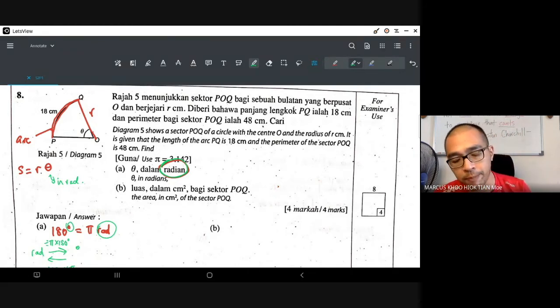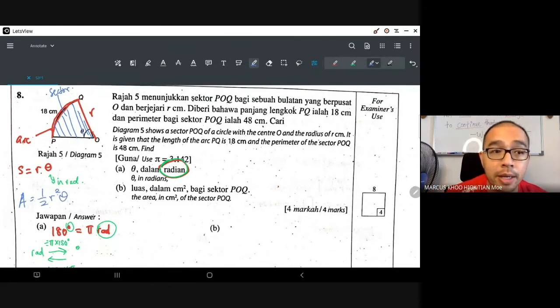Secondly, this whole chunk, this whole pizza shape here, is known as a sector, and we can find the area of a sector by using 1/2 r squared theta. So these are the basic three things that we know about circular measure.